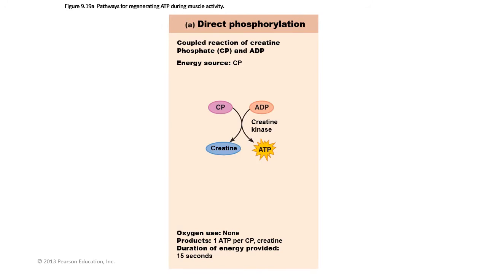There are three ways that allow for the ATP for contraction to occur. And I'm going to go over them just briefly. First one is direct phosphorylation. It's the use of creatine phosphate with ADP to create creatine and ATP. It is catalyzed by an enzyme, creatine kinase. It lasts for a very short period of time, anywhere between 10 and 15 seconds. It only produces 1 ATP per creatine phosphate. It is anaerobic, therefore no oxygen is required.